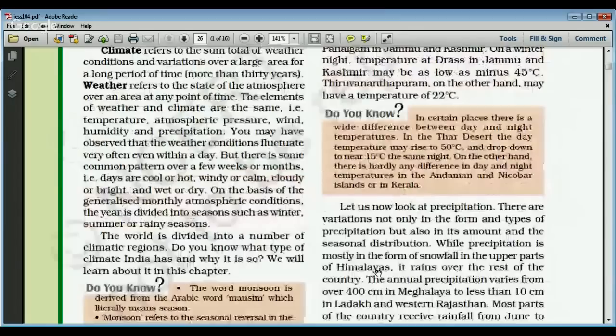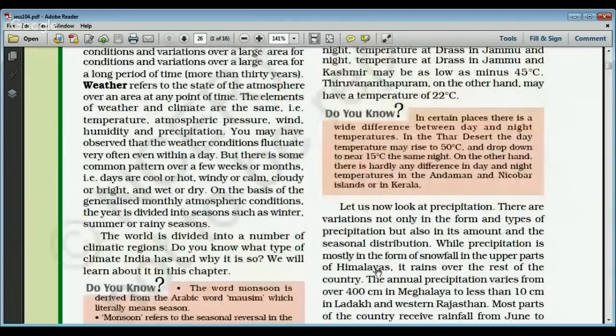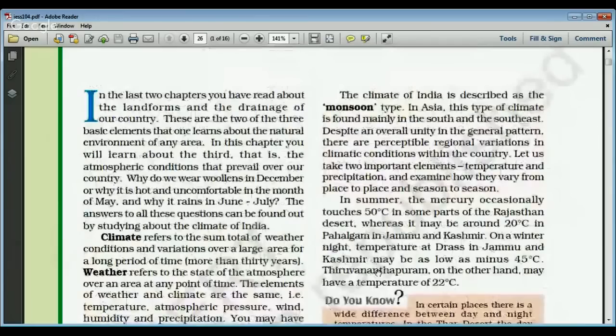So this is the whole phenomenon of monsoon and the convergence of ITCZ, and all this happens because of the apparent movement of the sun. The sun's apparent movement will be in the north direction in the summer season, and it will be in the south direction in the winter season. And the climate of India is therefore described as the monsoon type, and this monsoon type is actually found in the South Asian countries and the Southeast Asian countries.